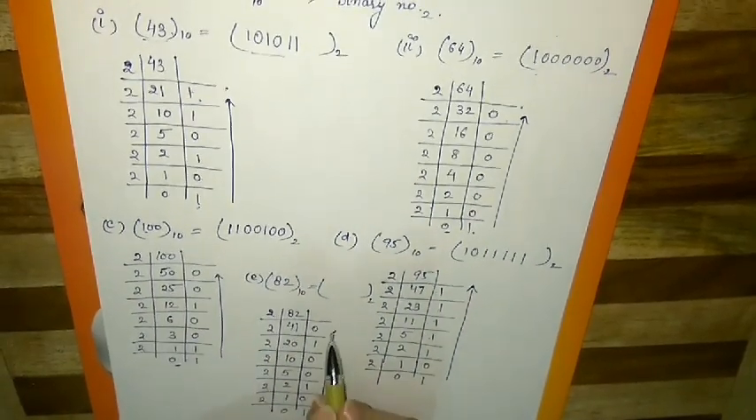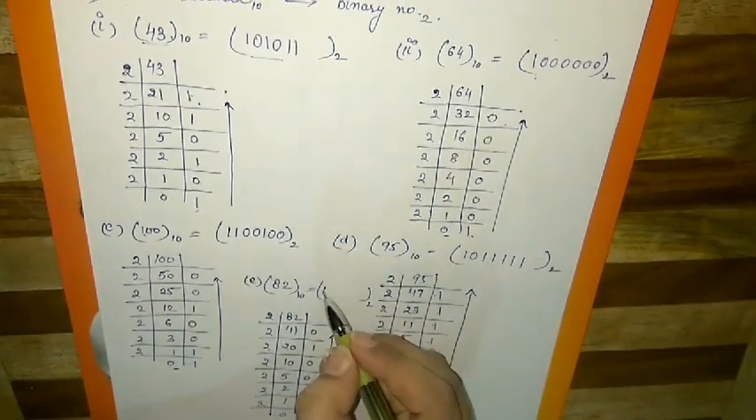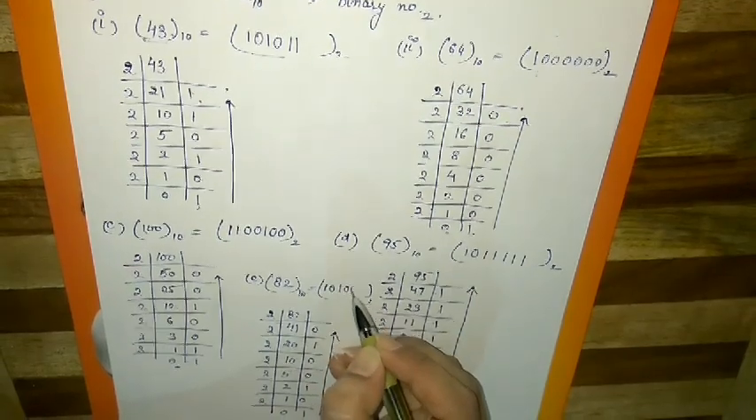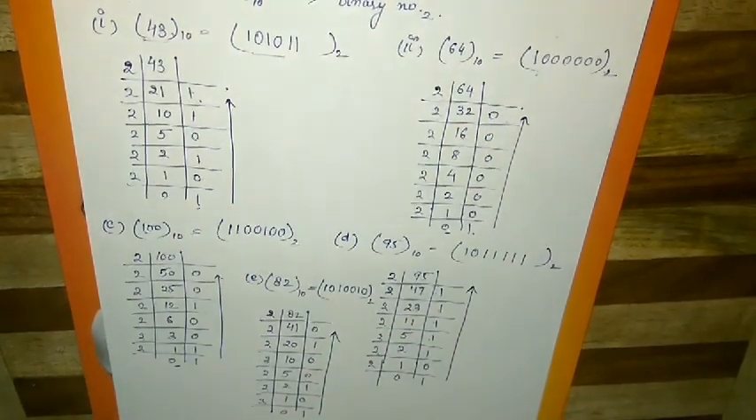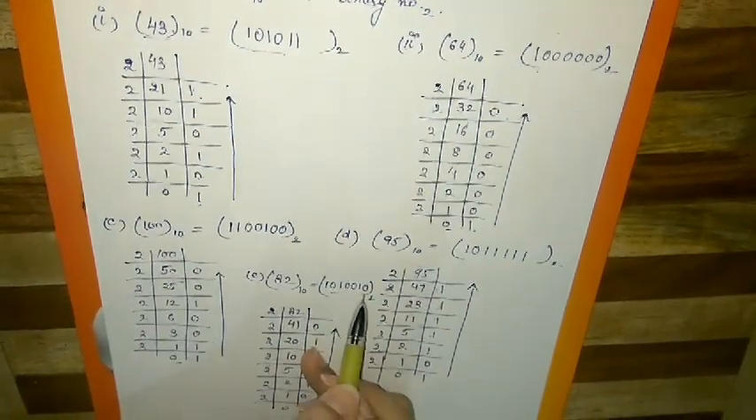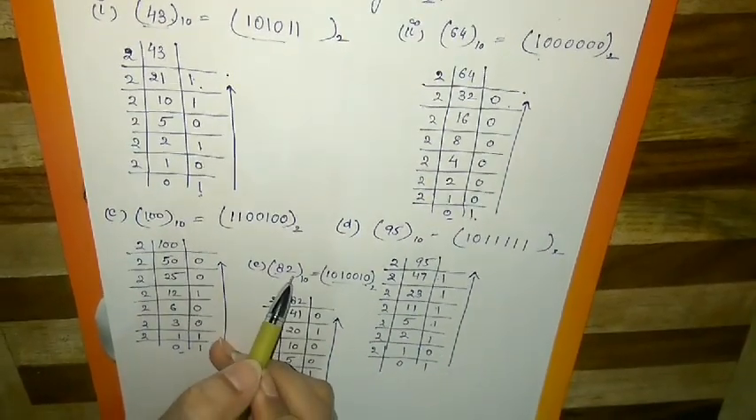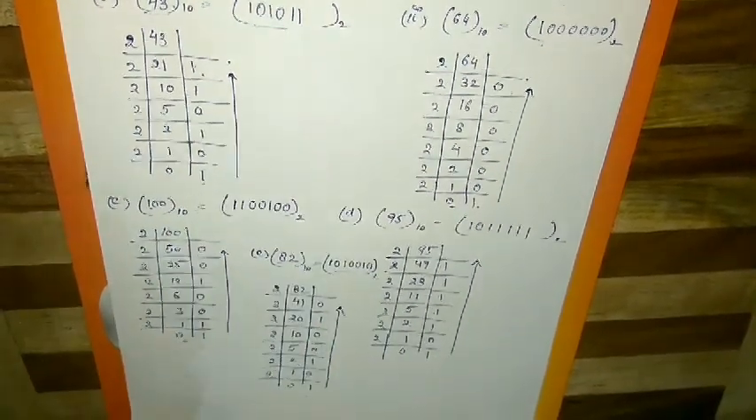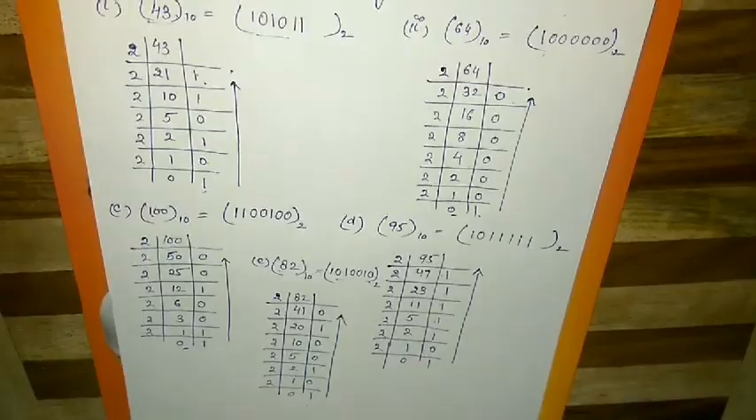Again make an arrow and we will be writing 1 0 1 0 0 1 0. So this is the binary number appropriate to your 82. So the E part we have done. Now see the F part.